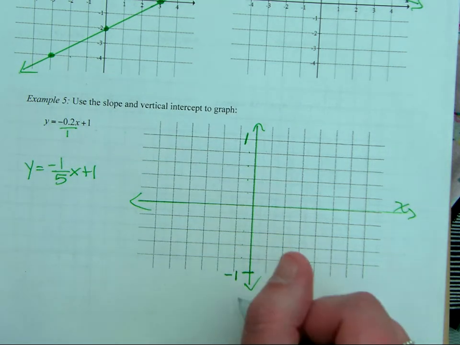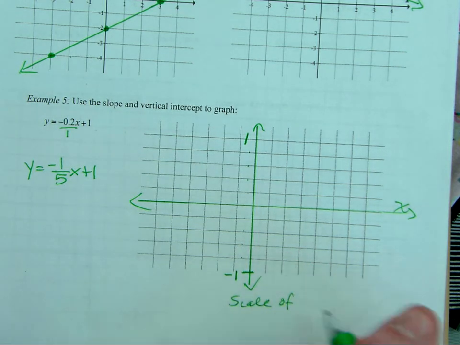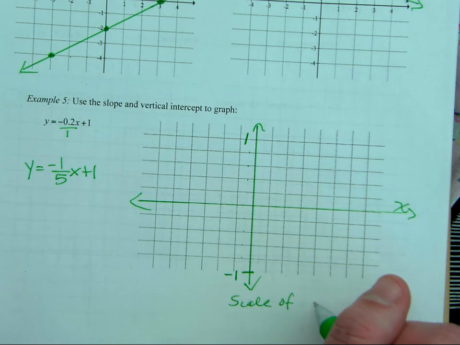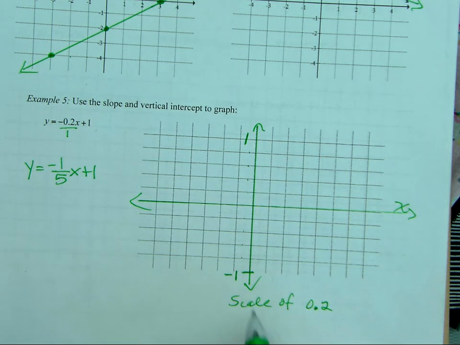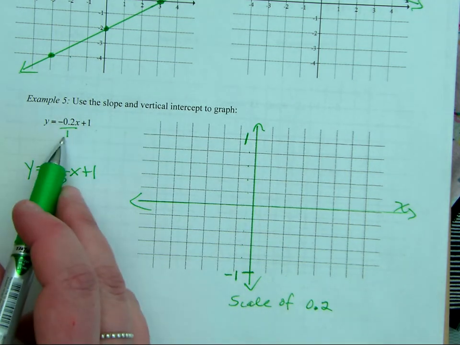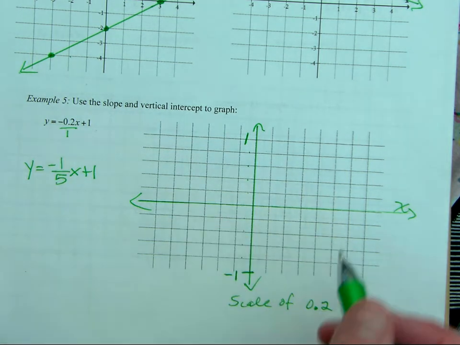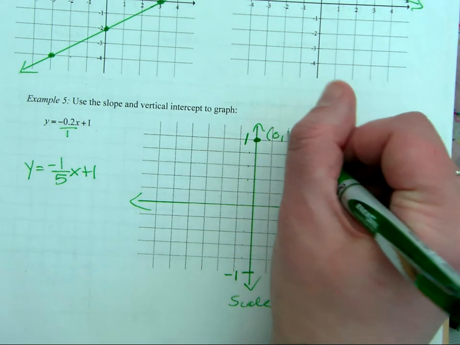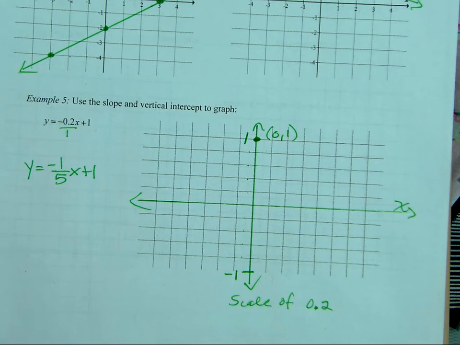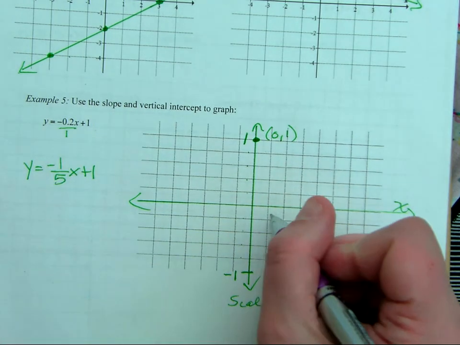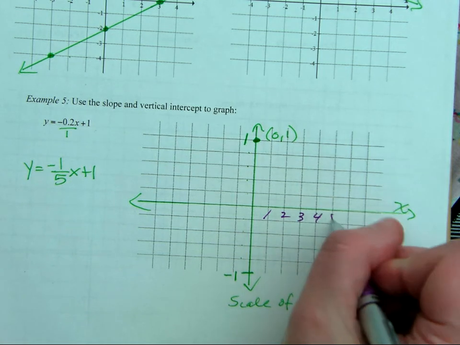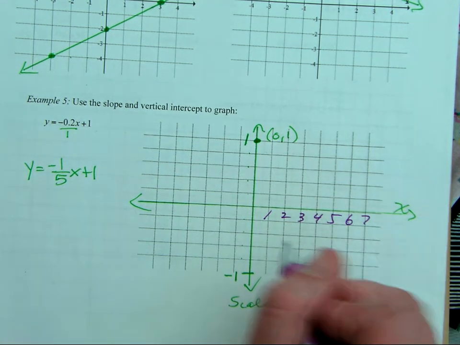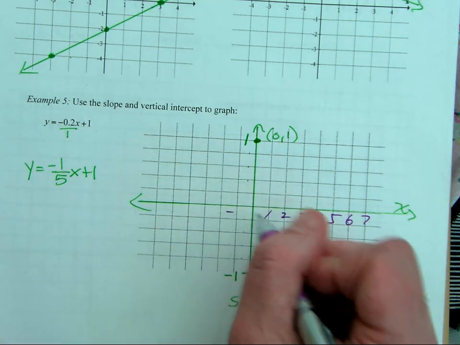I'm actually using a scale of what? 0.2. Because I'm counting by fives, and 1/5 is the same thing as 0.2. And then what's my y-intercept? It's 0, 1. So I could start there. And then from there, if I wanted to use the scale, I'm going to count here 1, 2, 3, 4, 5. Can I use a different scale on my y-axis as my x-axis?